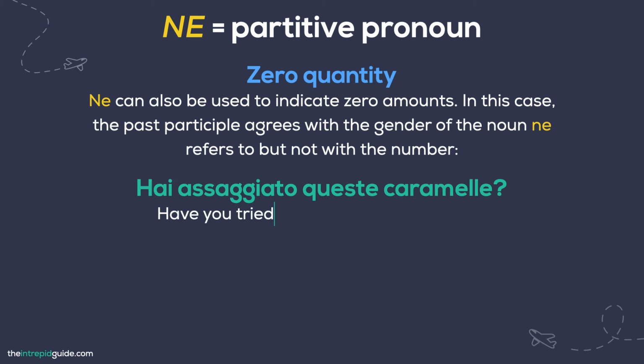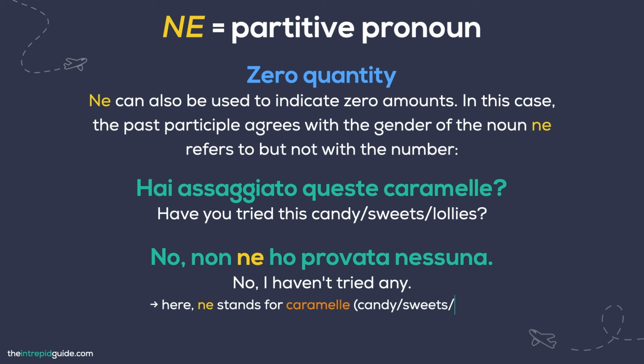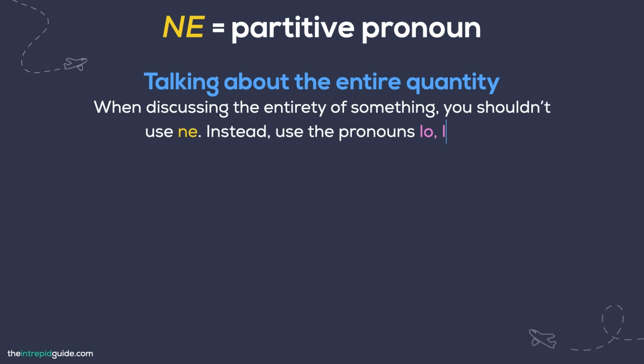Hai assaggiato queste caramelle? Have you tried this candy? No, non ne ho provata nessuna. No, I haven't tried any. Ne stands for caramelle, candy. So how do you talk about entire quantities? Well, when discussing the entirety of something, you shouldn't use ne. Instead, use the pronouns lo, la, li, and le.